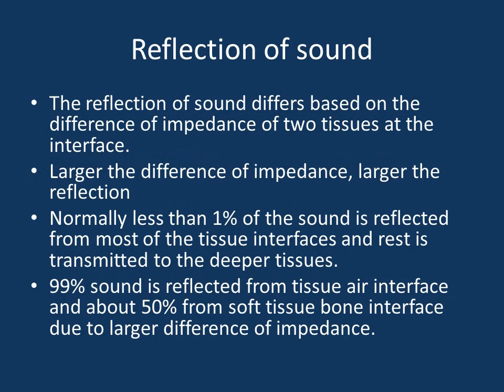Let's look into the amount of reflection from these tissue interfaces. The reflection of sound differs based on the difference of impedance of the two tissues at the interface. The larger the difference, the larger the reflection. Normally, less than 1% of the sound is reflected from most of the tissue interfaces, and the rest is transmitted to the deeper tissues. 99% of the sound is reflected from the tissue-air interface, and about 50% of the sound will be reflected from the soft tissue-bone interface due to a larger difference in the impedance.